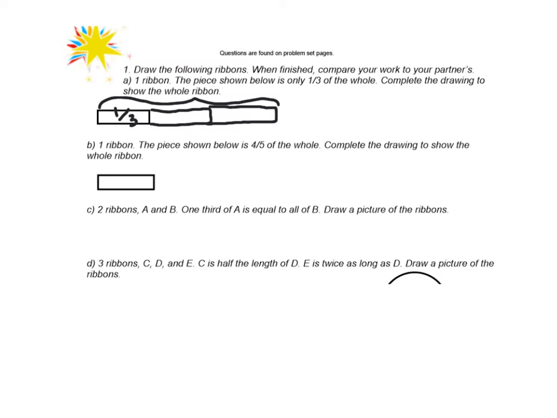Part B says 1 ribbon, which is shown below. The piece shown below is 4/5 of the whole. So this here is 4/5. We can split this into 4 sections: 1, 2, 3, 4. All we have to do is draw one more little section to show the whole. So because that's 4/5, we have to draw the 5/5, the last little section.